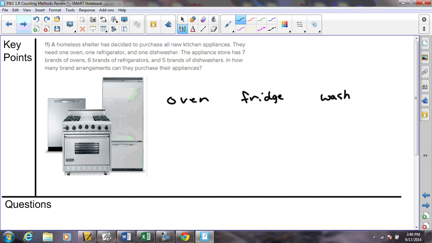Do you recognize this as a fundamental counting principle problem? Oven, fridge, washer. So 6 ovens. I'm sorry, I had that backward. 7 ovens, 6 fridges, 5 dishwashers. 7 times 6 times 5 equals 210. Recognizing the fundamental counting principle is perhaps the toughest part of this particular problem.